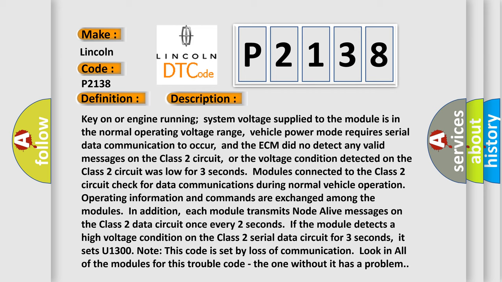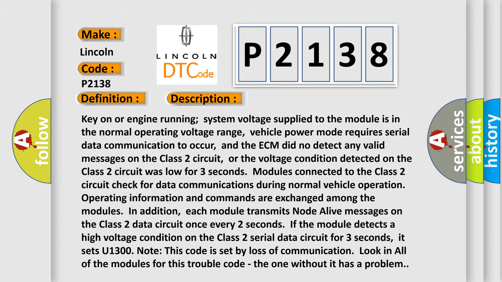Modules connected to the Class 2 circuit check for data communications during normal vehicle operation. Operating information and commands are exchanged among the modules. In addition, each module transmits node alive messages on the Class 2 data circuit once every 2 seconds. If the module detects a high voltage condition on the Class 2 serial data circuit for 3 seconds, it sets U1300. Note, this code is set by loss of communication. Look in all of the modules for this trouble code. The one without it has a problem.